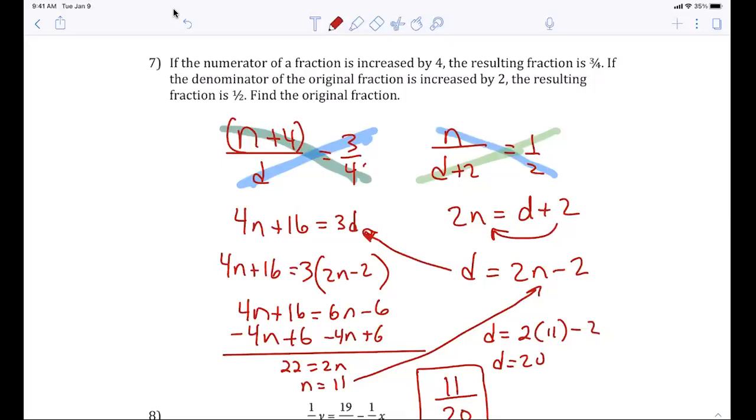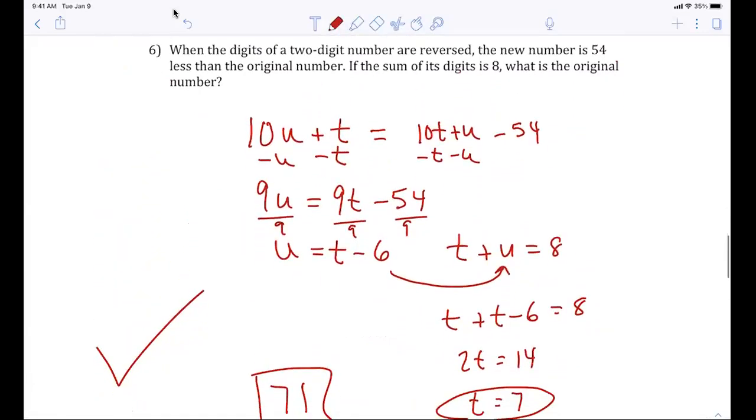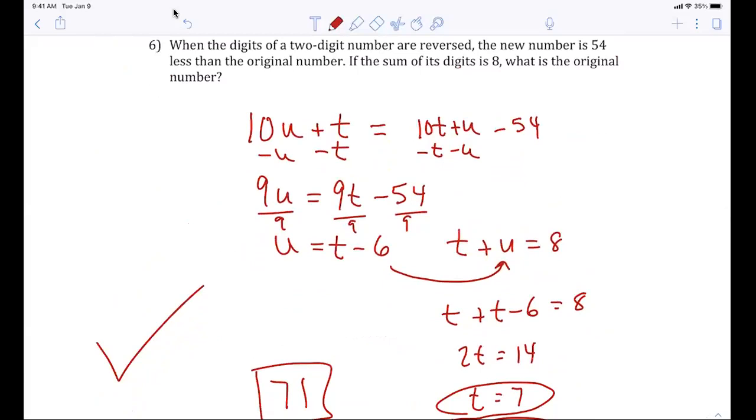So on number 6, at first I thought it was wrong, but I got 52. But if you reverse the digits, 62 and 28 don't differ by 54. Whereas if you reverse these digits, 71 and 17, if you subtract them, 71 minus 17, will you tell me what that is? 54, right? You agree with that?